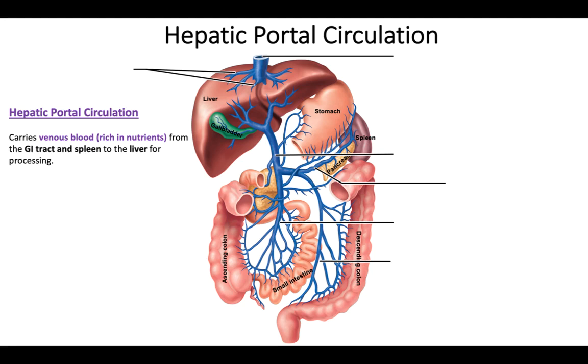What we're doing here is we're taking the blood from the intestines, from the large intestine here, from the small intestine here, from the spleen over here, and instead of going directly back to the right atrium, that blood is going to flow into the liver first. All right, so the liver is a detour.